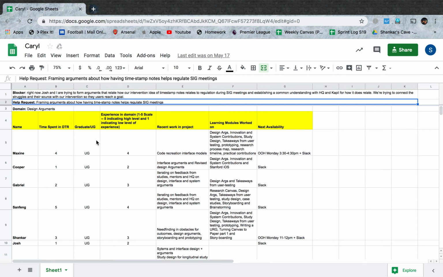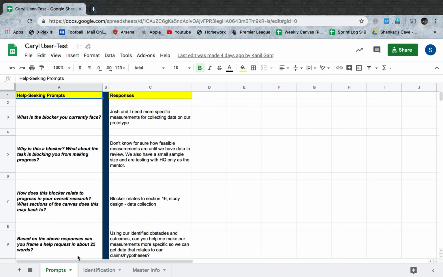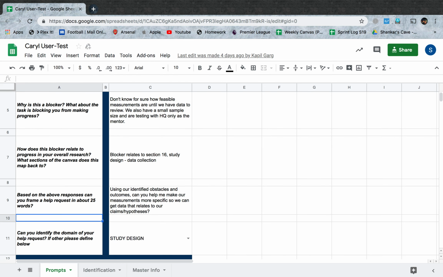So it led to the design of the second prototype, which, as can be seen here, is a list of prompts in the beginning where users are first asked what their blocker is, why is it a blocker, and how does it relate to their research. And based on their responses, asking them to concisely express all the thoughts that they've had related to the blocker as a help request and identify a domain.